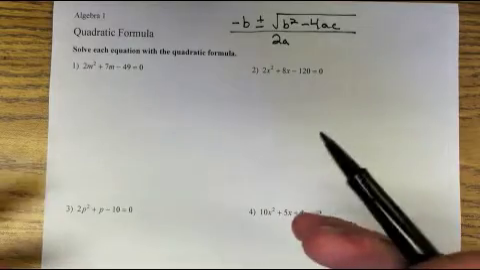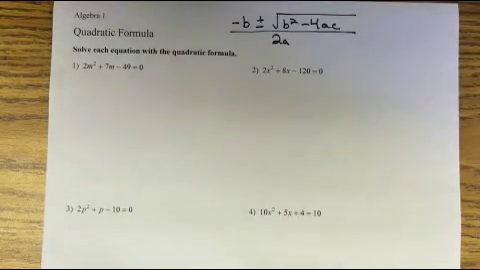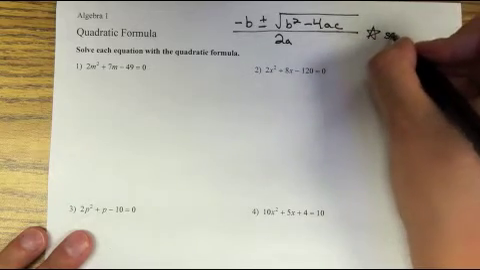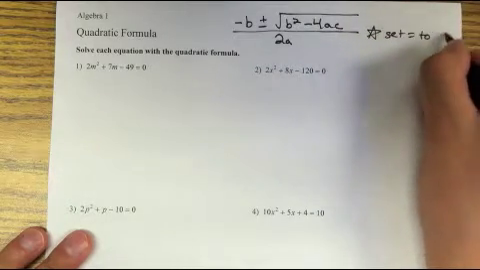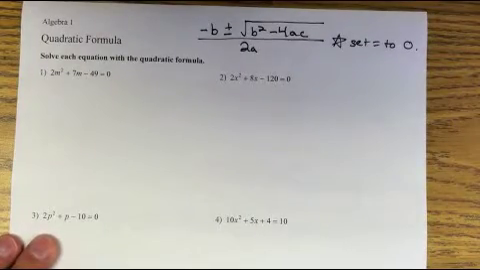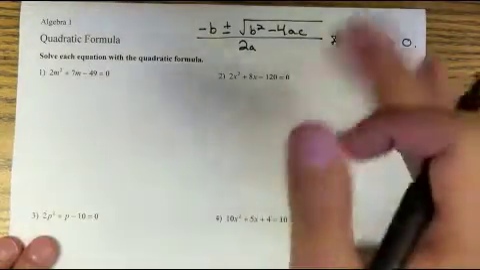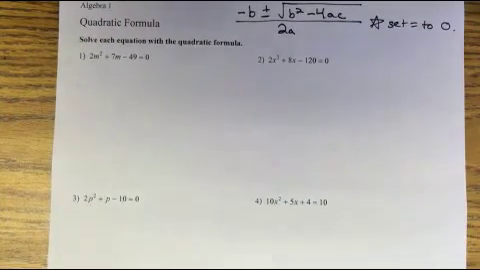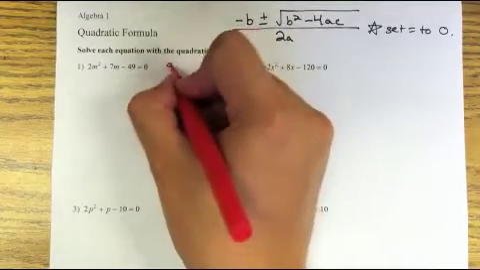Once again, like factoring, we always want it to be set equal to 0. Okay, so if it's not set equal to 0, what do you think you should probably do? You got it. Let's move everything over so it's equal to 0. All right, the next thing I'm going to do is identify my A, my B, and my C. Okay, so look at number 1.